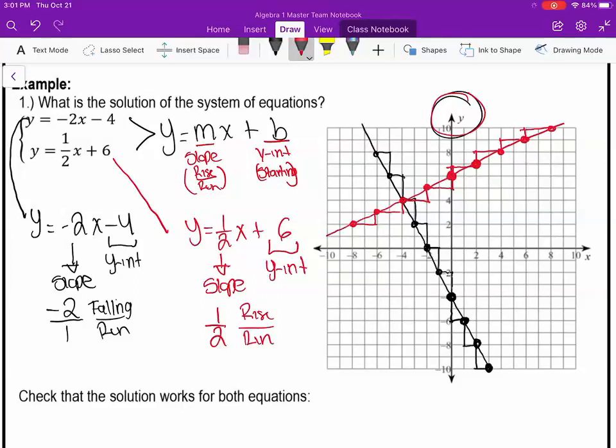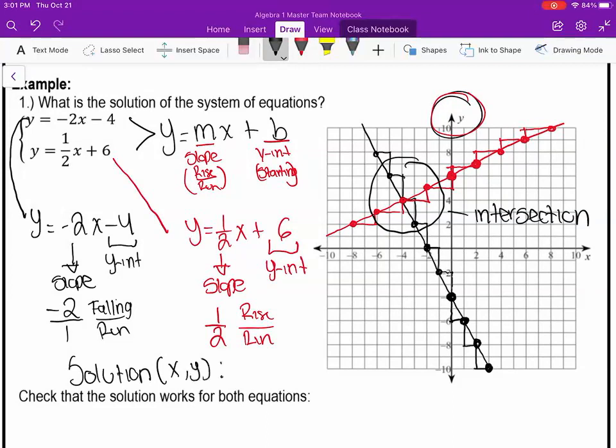All right. So I don't know if you can see it, but we have an intersection, which means that that is going to be the solution to my system. So the solution is going to be in the form of X and Y. So what point is that? Well, that point is going to be -4, up 4. So -4, comma 4. And that's going to be the solution to my system of equations.